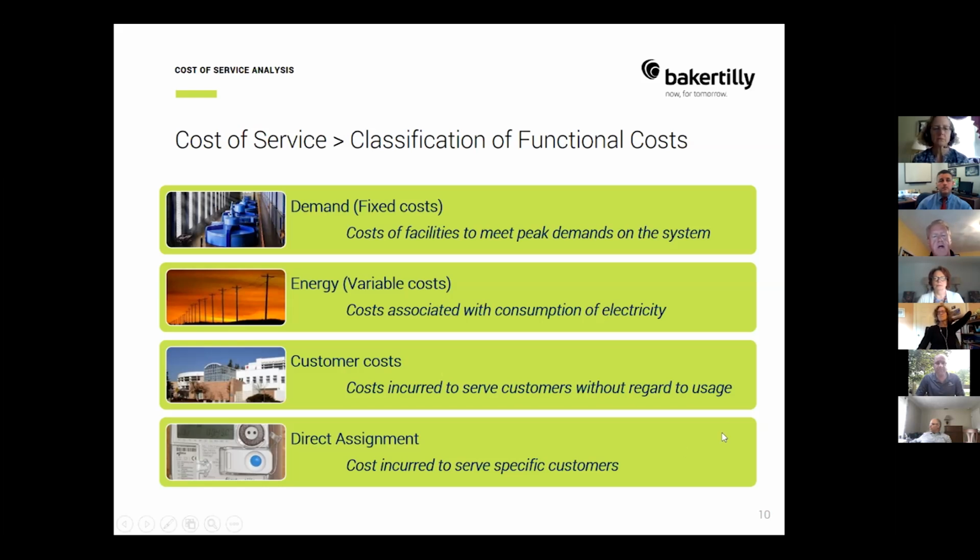And then there's direct assignment costs, which are incurred to serve specific customers. The best example I have of that would be street lighting. So you can take your street lighting costs, allocate that to street lighting, maintenance of street lights, the street light depreciation, recovery, and things like that. So those would be the direct assignment costs.